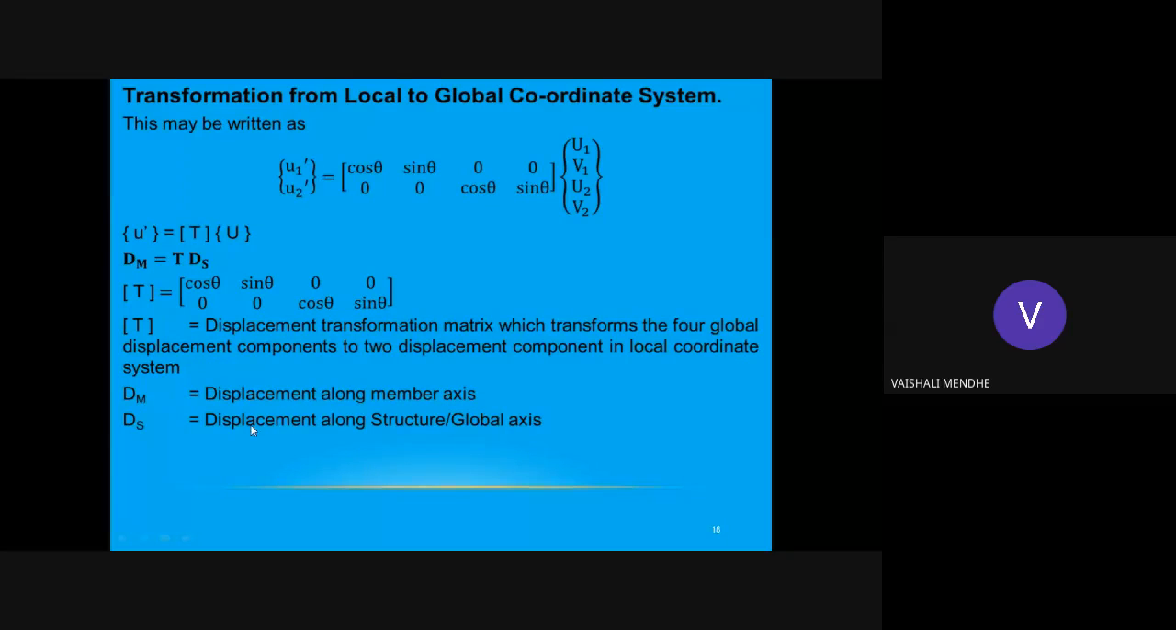So this is our second derivation in which we have derived the transformation matrix, and also we have derived this relation dm is equal to T into ds, where T is this matrix. I hope that you understood the second derivation, the transformation matrix. This derivation you have to learn, and with the help of this derivation and this matrix, we will solve the problems for the analysis. Understood up to this?